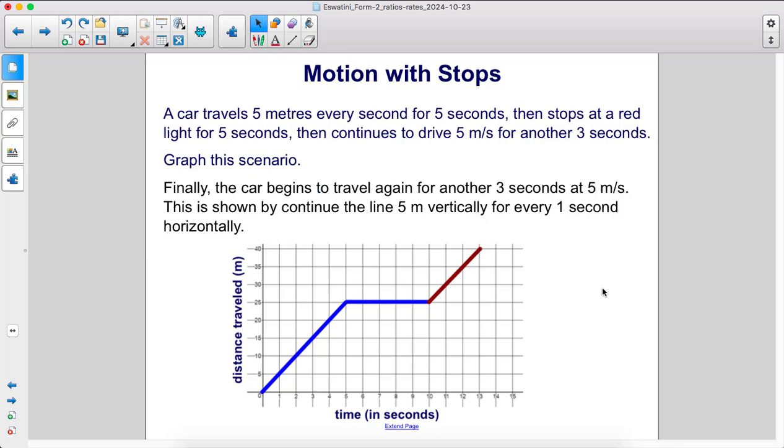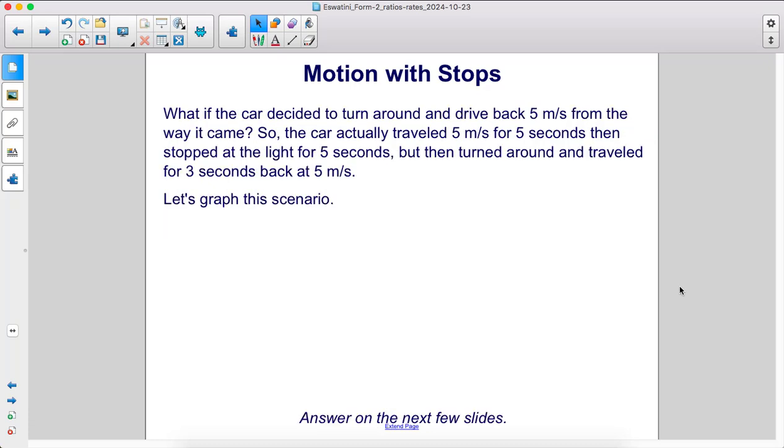Finally, the car begins to travel again for another 3 seconds at a speed of 5 meters per second. This is shown by continuing the line 5 meters vertically for every 1 second horizontally. What if the car decided to turn around and drive back 5 meters per second from the way it came?